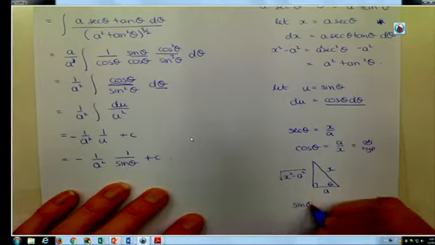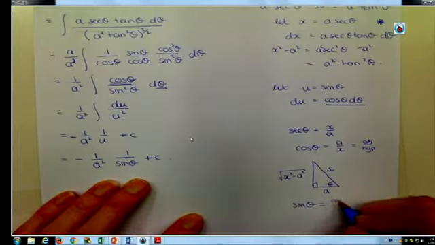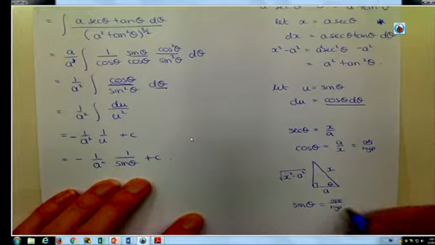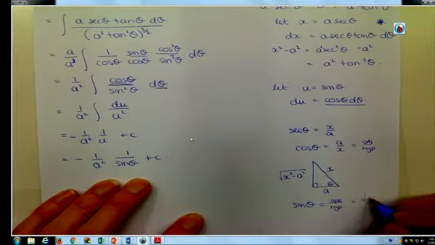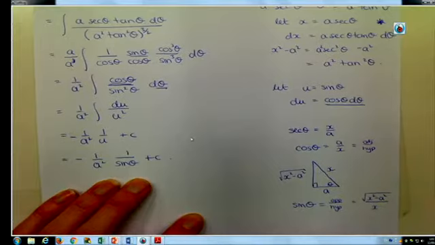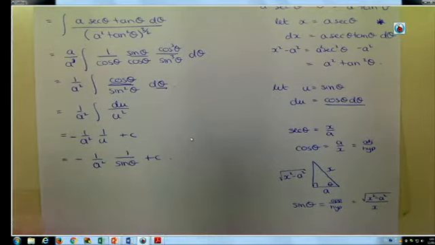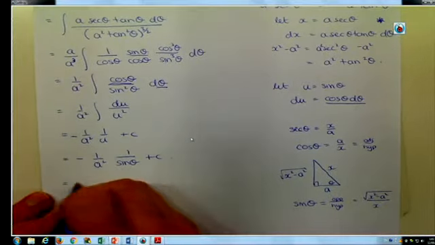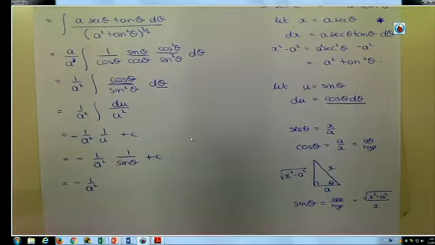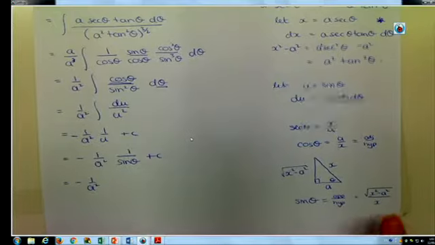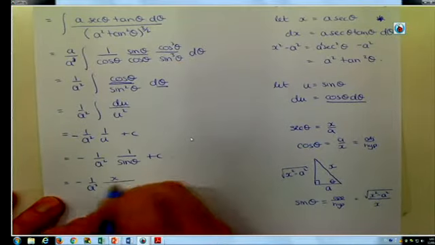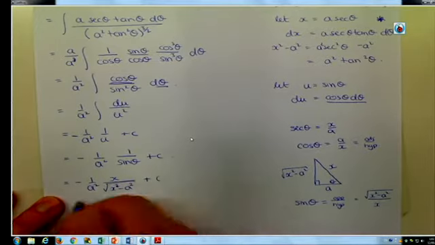All right, sine theta equals opposite over hypotenuse equals minus 1 over a squared. Now I actually don't want sine theta, I want 1 over sine theta, so I've got to tip this one upside down as well. Plus c. All done.